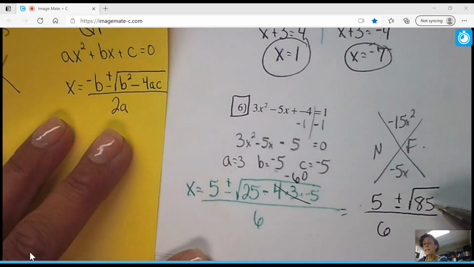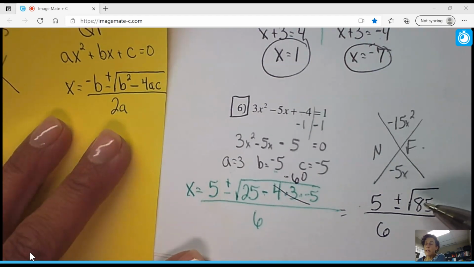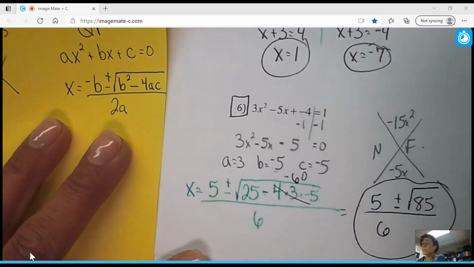So 5 plus 9-ish, that's like 14. And whatever 14 divided by 6 is, that's one answer. And then 5 minus 9, that's like a negative 4-ish. And negative 4 divided by 6 would be my other answer. But there are two answers here.